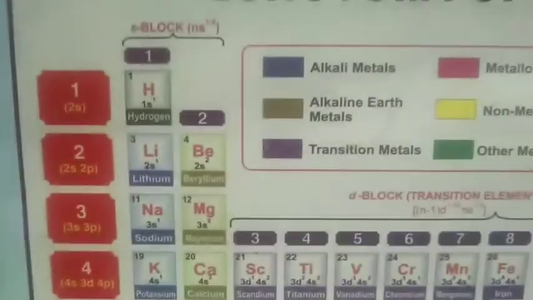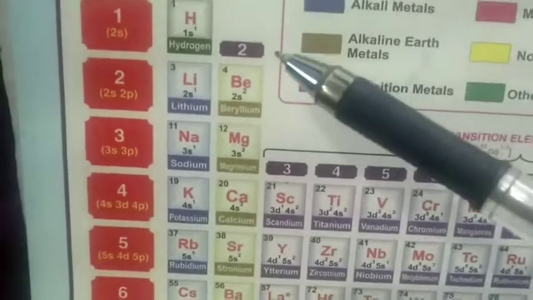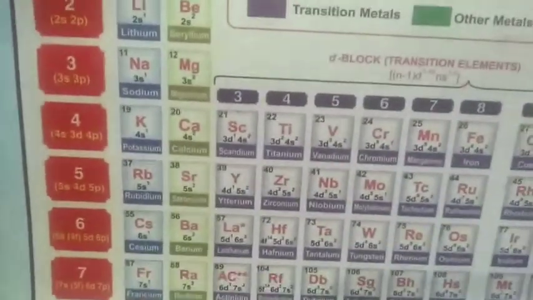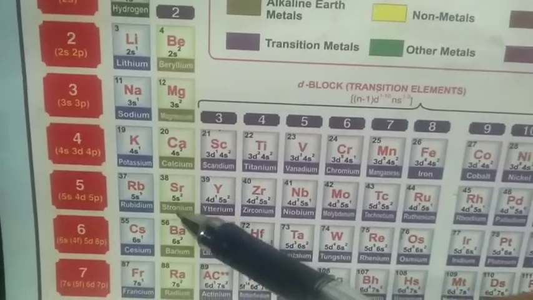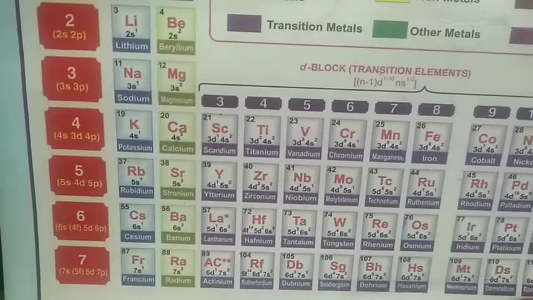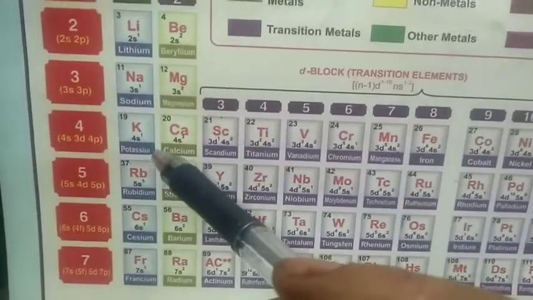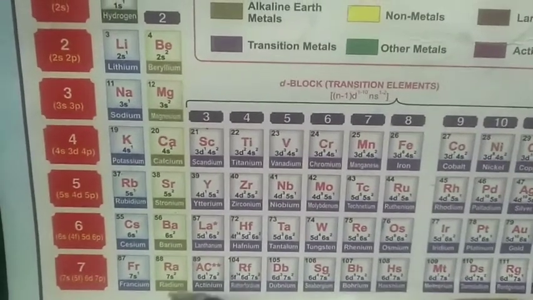Group 1 is called the alkali metals: lithium, sodium, potassium, rubidium, cesium and francium. Group 2: beryllium, magnesium, calcium, strontium, barium and radium are called the alkaline earth metals. These 2 groups, group 1 and 2, belong to the S block elements.